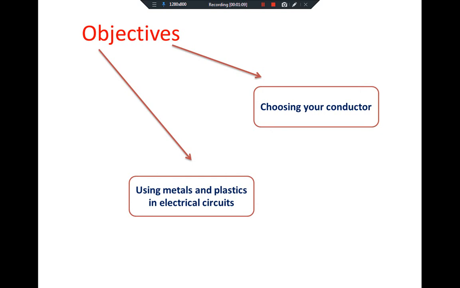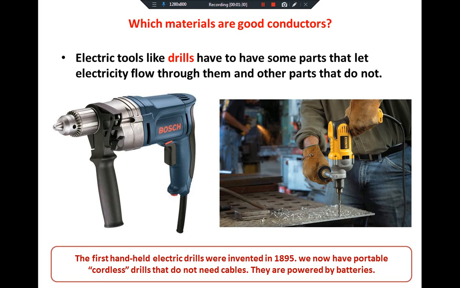We're going to choose our conductors and see which material, which type of metal, is the best to be chosen as our conductors, and we're going to explain using metals and plastics in electrical circuits. Why do we concentrate on these two materials? We will explain these in detail.